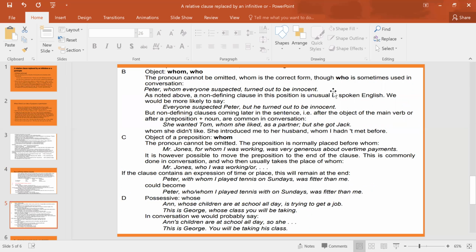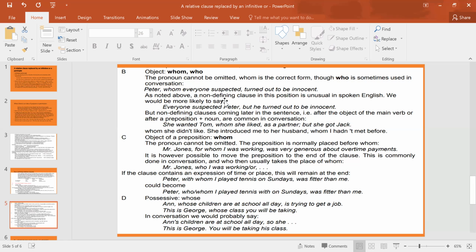Whom is the correct form. The who is sometimes used in conversation. We use who in conversations as an object, all right, whereas whom is the correct form. For example, Peter, whom everyone suspected, turned out to be innocent. So whom everyone suspected is a non-defining relative clause here which defines Peter.